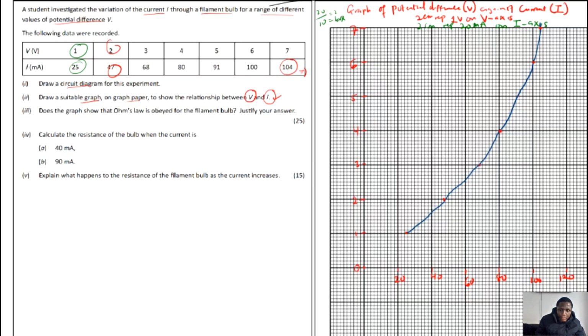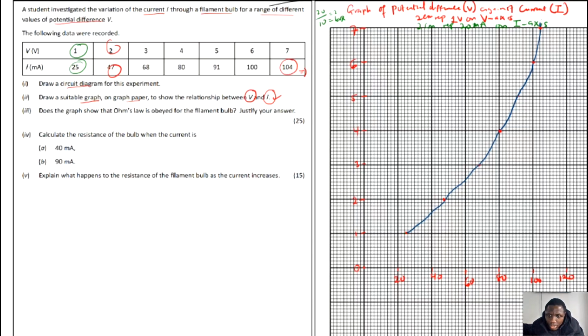You can still calculate slope. If you have to calculate slope here, you just pick one point and draw a line through it, the tangent to the curve, and then you calculate your slope from that point. But you are not asked to calculate the slope anyway. So now let's go to the next question.